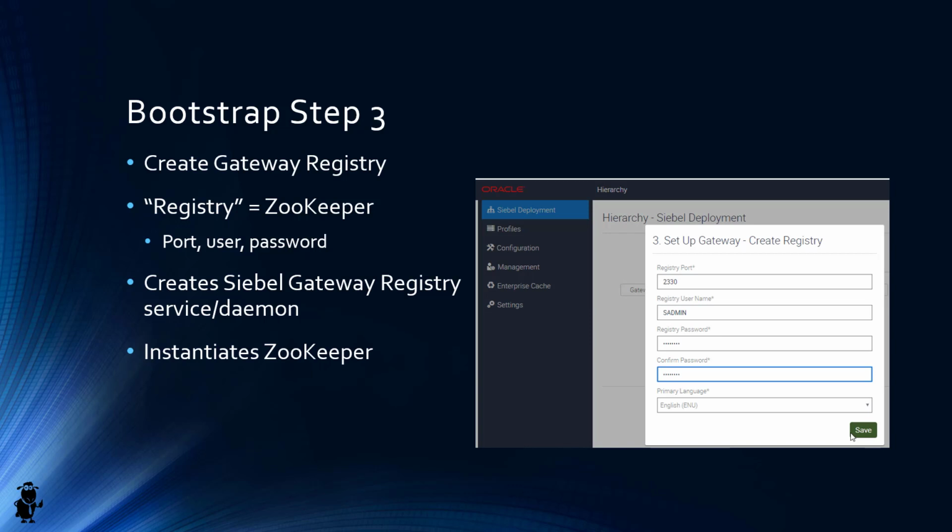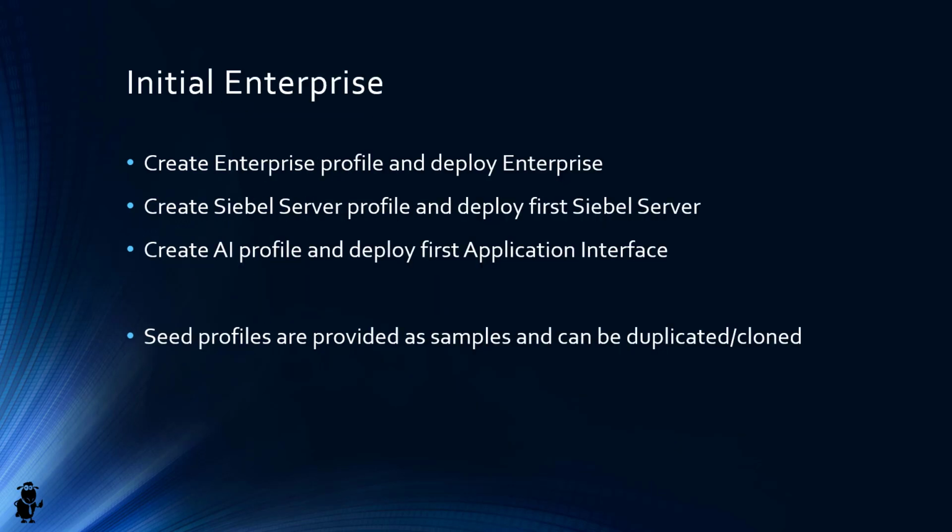So on the gateway machine, the gateway registry service or daemon will be instantiated, and zookeeper will be instantiated. So we have an enterprise configuration store. And then we can start to read from and write to that enterprise configuration store.